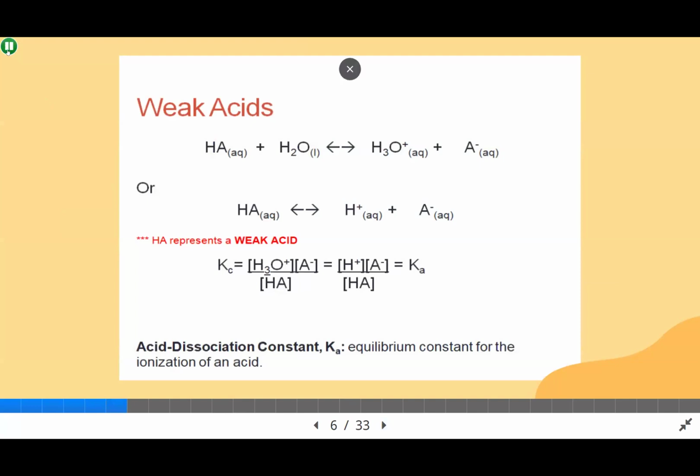So for a general weak acid ionization reaction, you have HA yielding H plus plus A minus. That's our general equation, where HA represents a weak acid. So therefore, we can put together our Kc, or our acid dissociation constant, Ka, to be the concentration of H plus times the concentration of A minus over the concentration of your weak acid, HA.